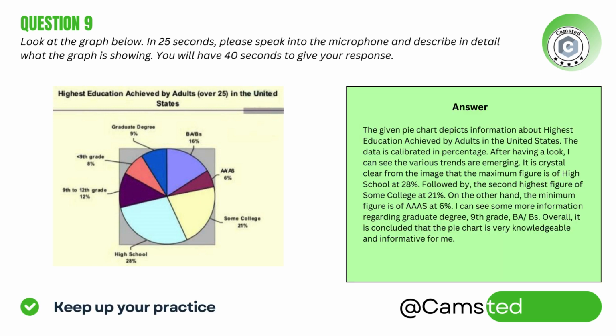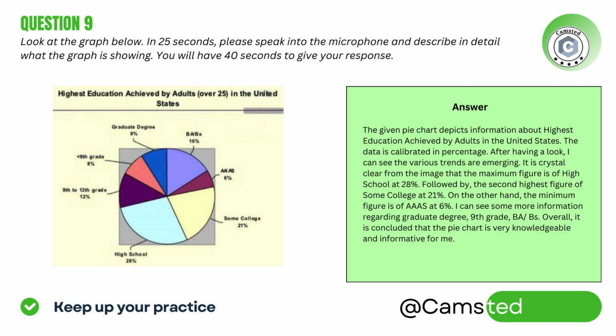The given pie chart depicts information about highest education achieved by adults in the United States. The data is calibrated in percentage. After having a look, I can see the various trends are emerging. It is crystal clear from the image that the maximum figure is of high school at 28%.